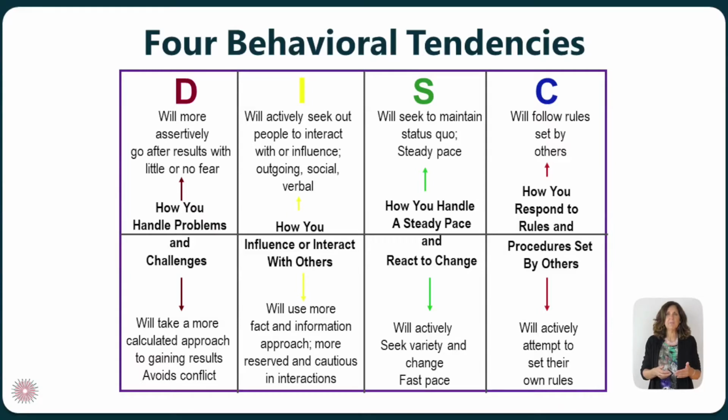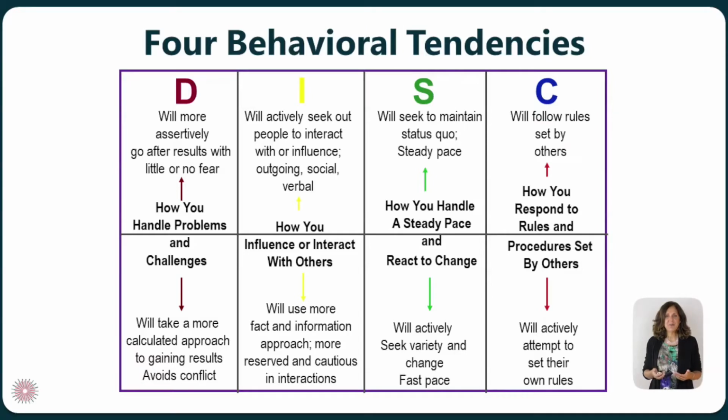The I measures how people influence. So this is the yellow, the D is a red. I measures how people like to influence. So on the yellow, if you're high, that means that you like to influence through people. If you're low on the yellow influence, then you like to influence through data.